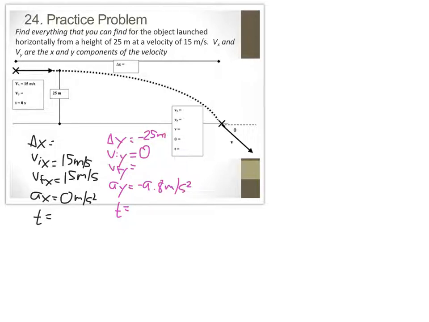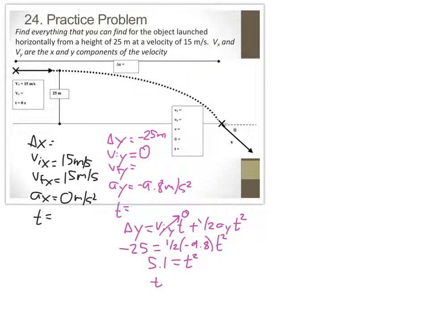I'm going to start with my y side here and find both the time, which is missing, and the final velocity in the y direction. Like I said, we want to find basically everything here, so I'm going to start with that. So when I sub in what I know, I have negative 25. That v_iy term goes away because the initial velocity in the y is 0, equals 1/2 times negative 9.8 times t squared. And I end up getting that 5.1 equals t squared, so my time here is 2.26 seconds.